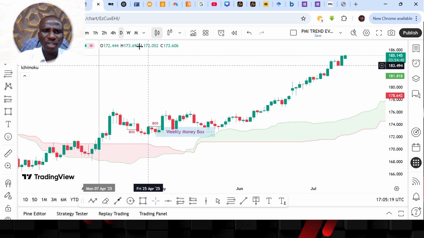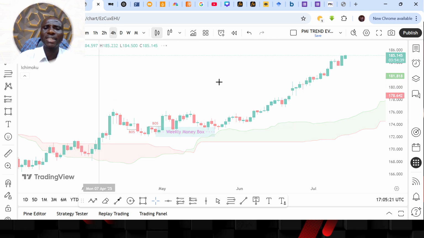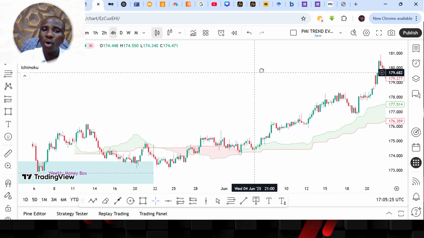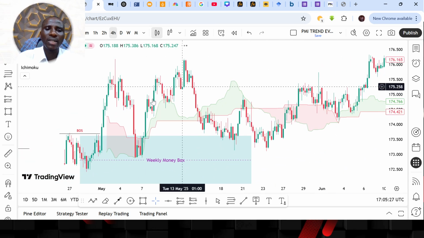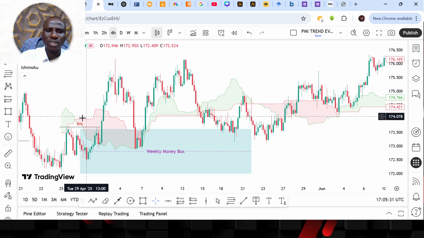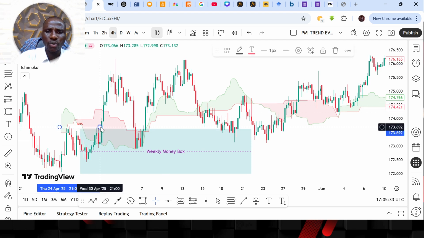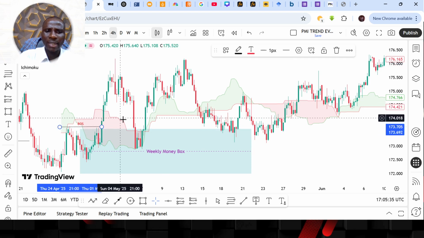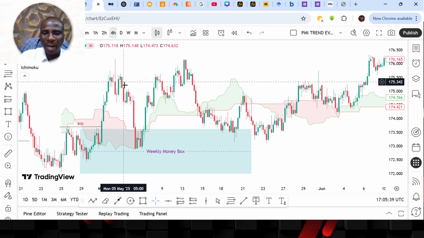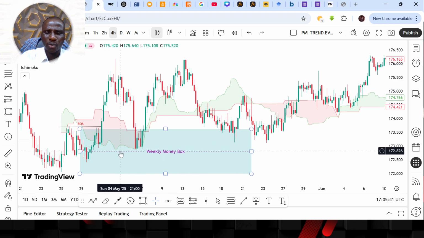For the purpose of this video, I will quickly go to the entry time frame so that you can see how it will play out, and this is what we look out for. So this was the break of structure to the upside. Can you see? This was the structure that was broken. Now, this was the correction, we are expecting the market to trade back into this money box.